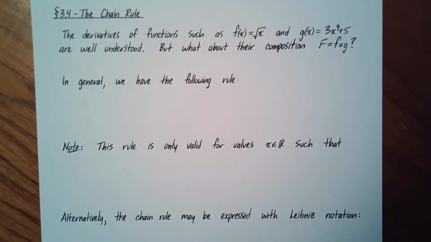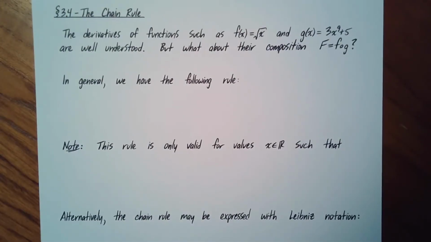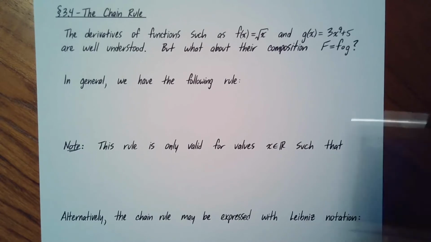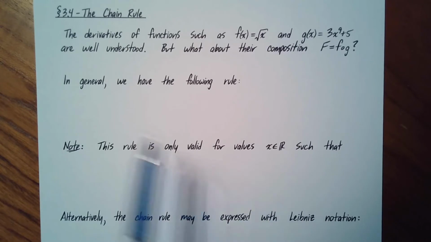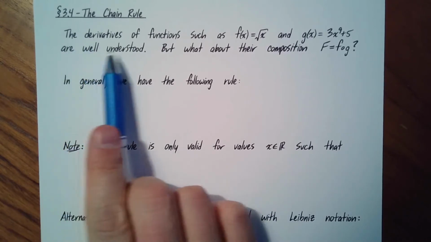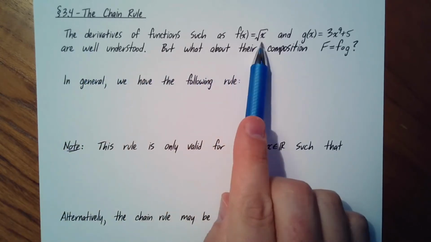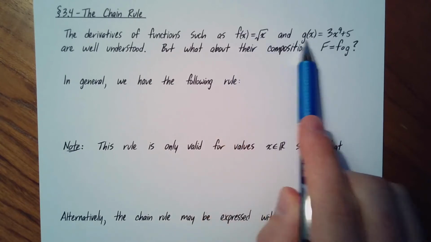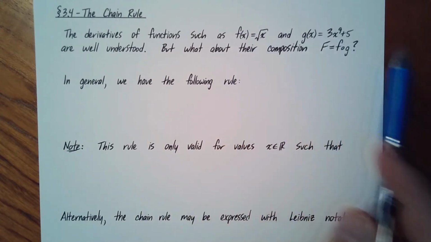So I'm going to start by just introducing you to what the chain rule is. And you can see the idea is motivated here with a little bit more of a concrete version of what I just said in the opening. So let's say we had two functions, f of x given by the square root of x, and g of x equal to 3x to the power of 9 plus 5.